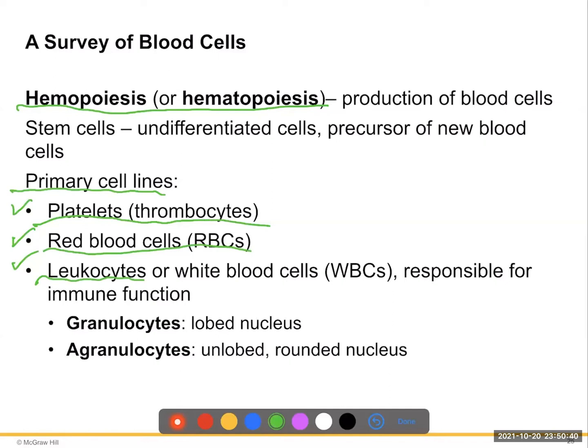We have two basic categories of leukocytes. We have granulocytes and agranulocytes. Granulocytes are white blood cells that are thickly granulated. They have multiple granules inside the cells. Agranulocytes are clear. They do not have granules inside the cells. Most of the time, the granulocytes have a lobed nucleus, which could be something that looks like that, different lobes of the nucleus. The agranulocytes have an unlobed or rounded nucleus.